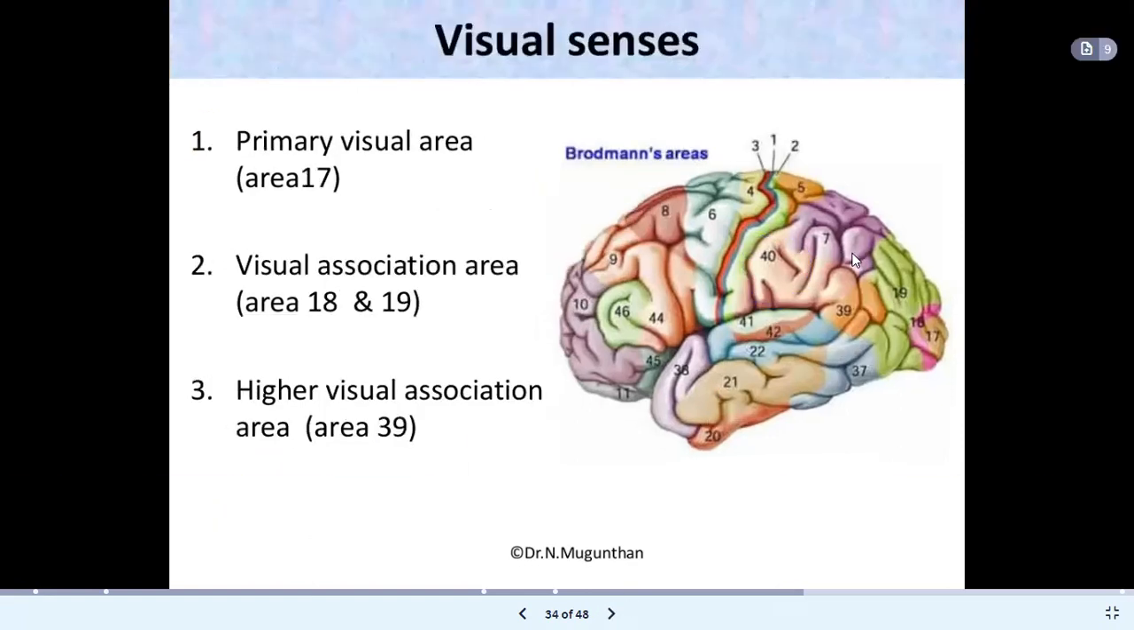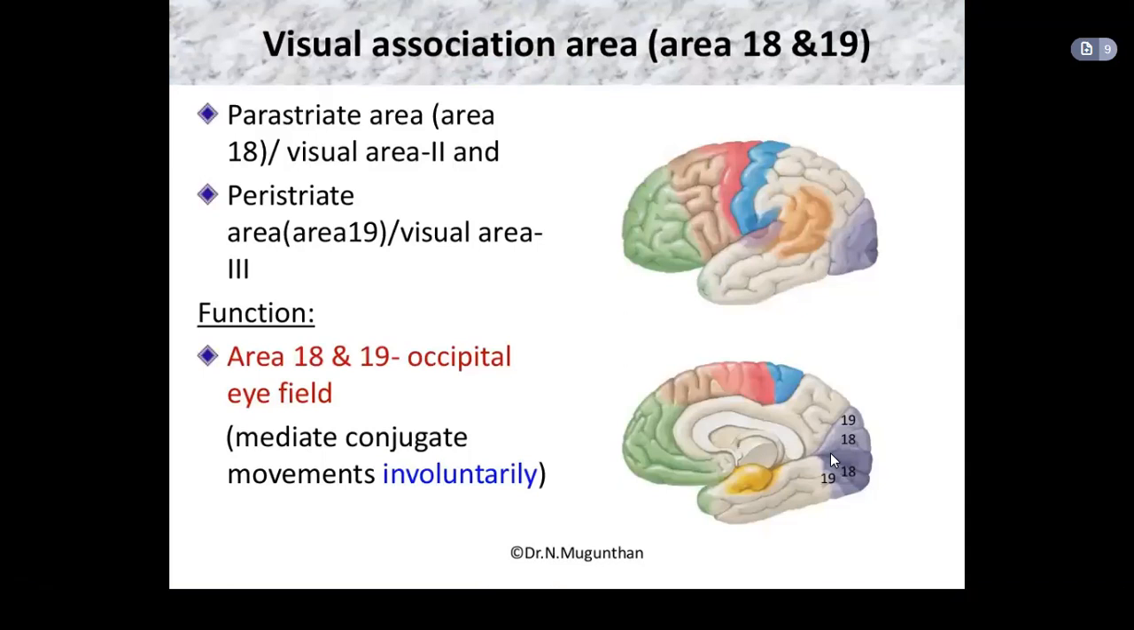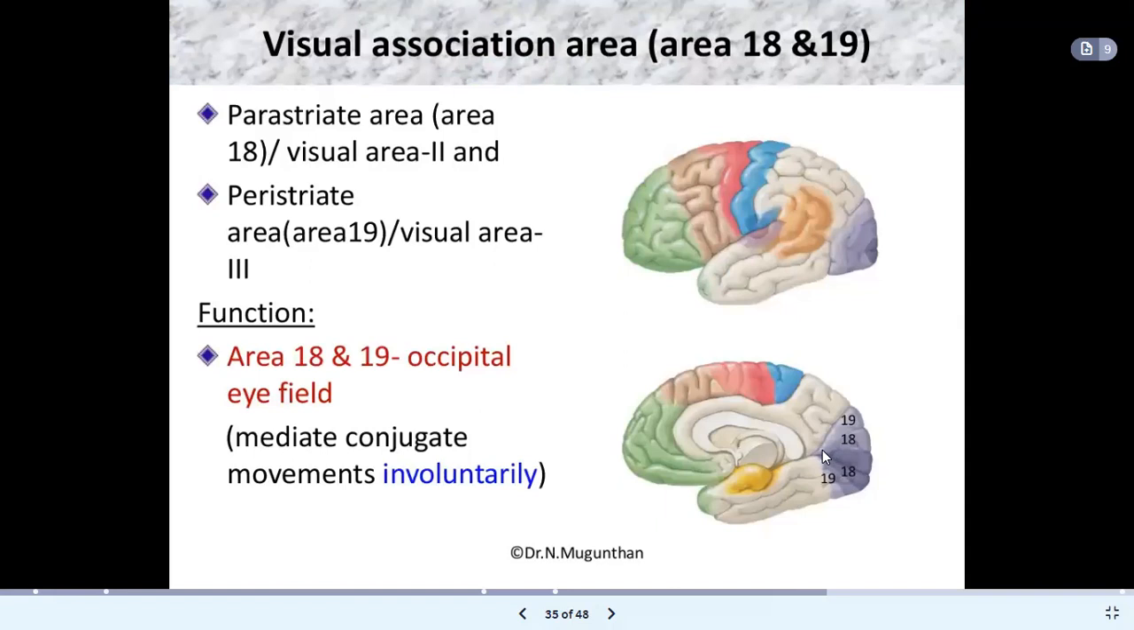Then we have visual senses. They are specially situated in the occipital lobe. We have the primary visual area, area number 17. Then we have visual association areas, area number 18 and 19, and the higher visual association area, area number 39. The visual association areas, 18 and 19, are also called parastriate areas and peristriate areas.